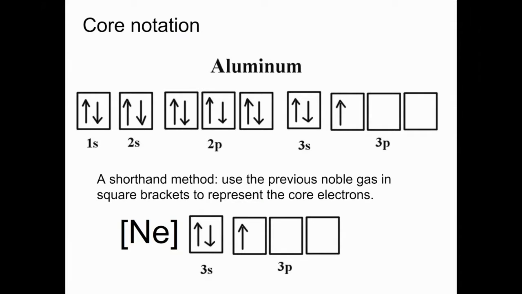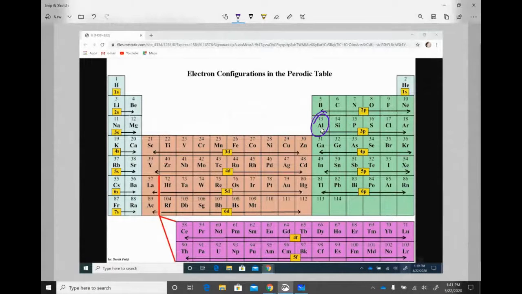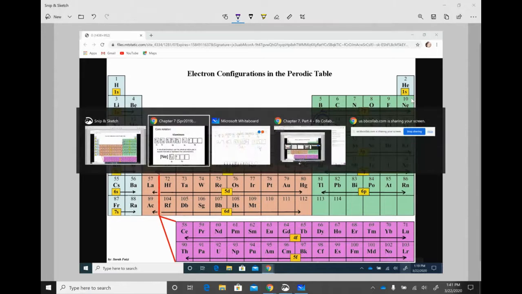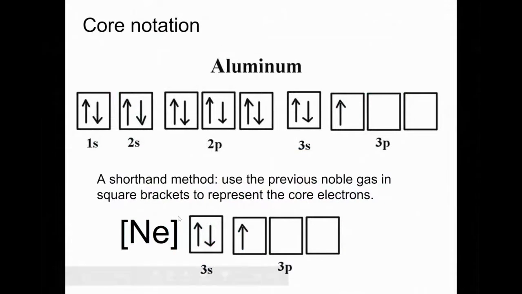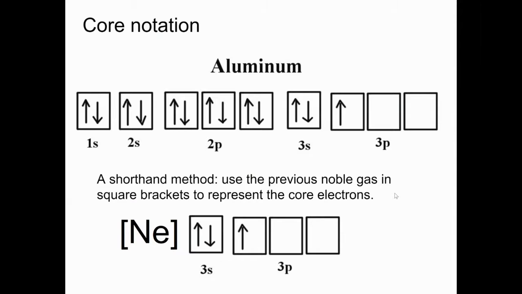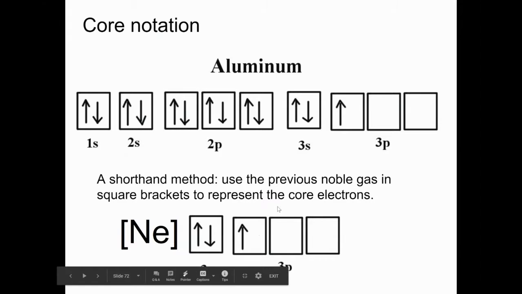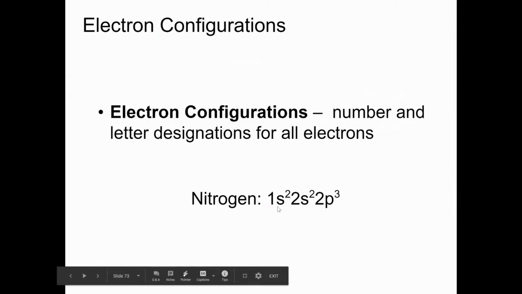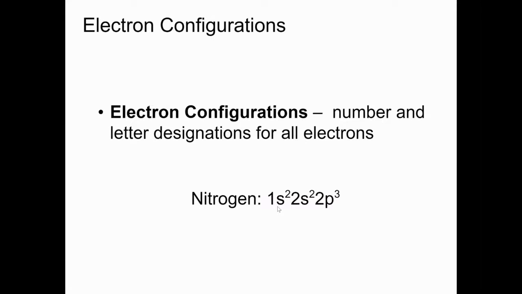Then we can also use core notation, which is this shorthand way. So we just find the noble gas from the row before. If we go back to our periodic table, you see aluminum is here. If you go to the previous row, you can see neon is that noble gas. So you put neon in little square brackets, and then you write the valence electrons after that. So your 3s2 and your 3p1. Okay, so those were orbital diagrams.